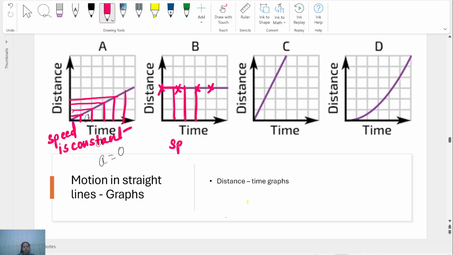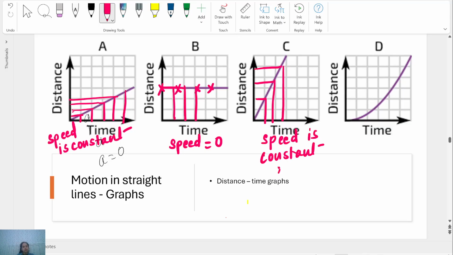So there's a difference between constant speed and 0 speed. Constant speed is, it is still moving, only the speed is not changing, right? Now, in equal intervals of time, it is covering equal distances. What does that show? Still the speed is constant, but what is the acceleration? Perfect, acceleration is 0.